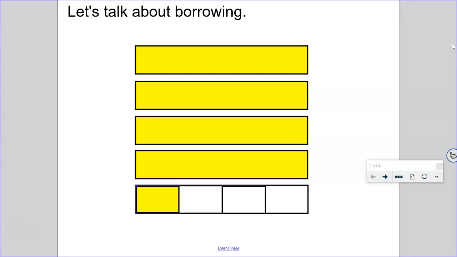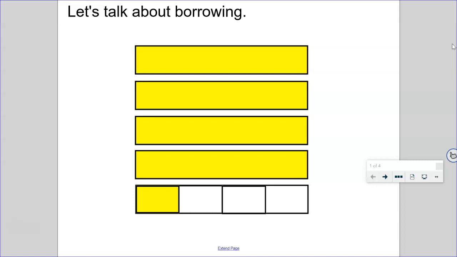Again, last week we focused on using an addition connection and solving subtraction problems on a number line. This week we're going to focus on using borrowing to solve subtraction of mixed numbers. When I talk about borrowing, it's actually a pretty simple concept, and I'm going to use this picture right here to help explain it first.